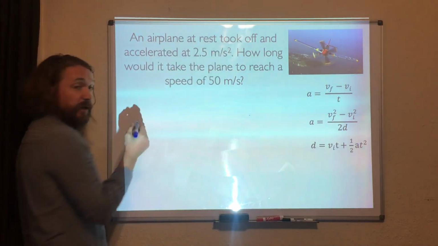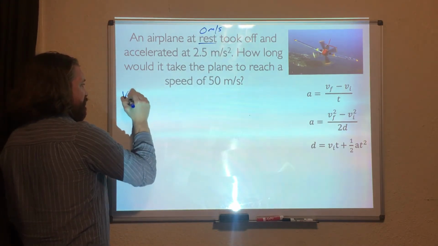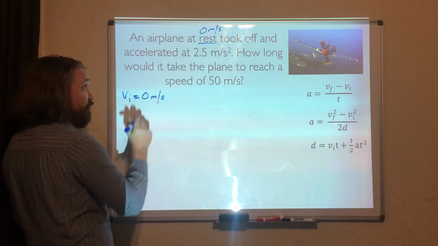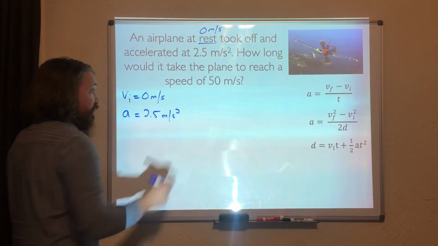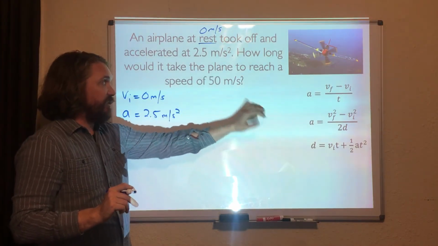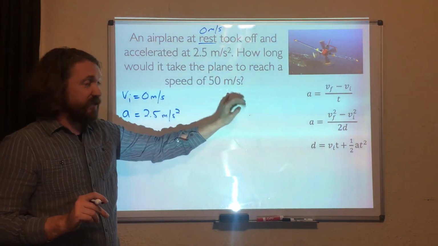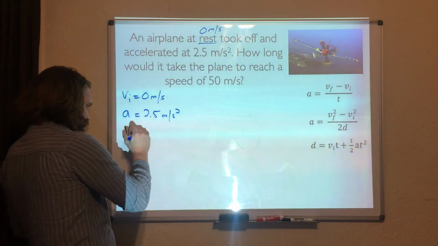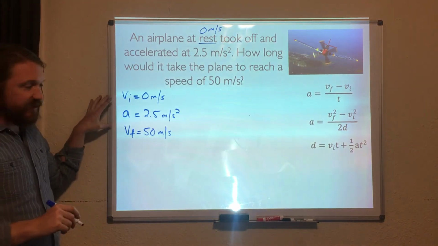An airplane at rest. We know at rest means 0 meters per second. So that is our initial velocity. Right? We start at rest. It takes off and accelerates at 2.5 meters per second squared. Acceleration equals 2.5 meters per second squared. How long would it take for the plane to reach a speed of 50 meters per second? 50 meters per second is always a velocity. This was my initial velocity, so this is my final velocity. Right? These are my givens. This is what I know.